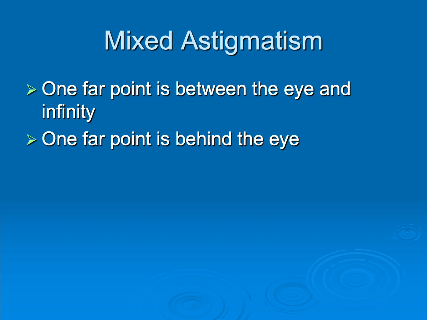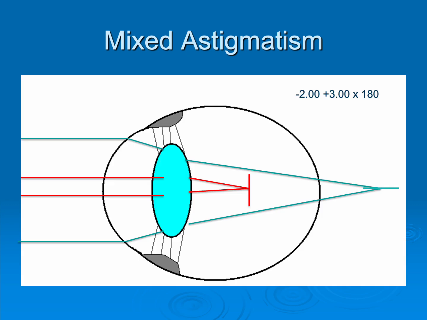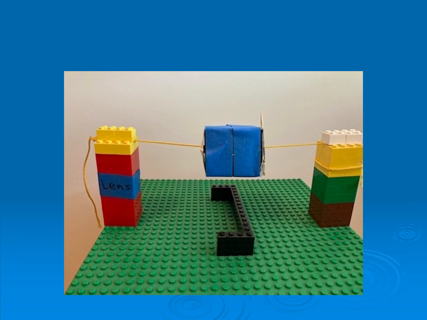We also need to talk about mixed astigmatism. That's the case where we have one far point that's between the eye and infinity and the other far point is back behind the eye, and it would look like this. So you can see that right there. The red ray is clearly inside the eye and the blue ray is back behind the eye. If we were to look at this with our other diagrams, this is what it would look like. That conoid is straddling the retina, and that's called mixed astigmatism.